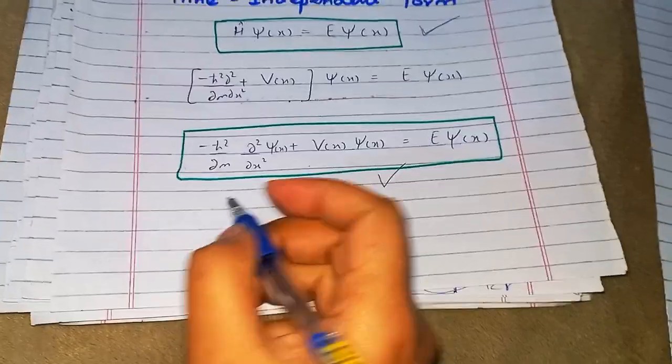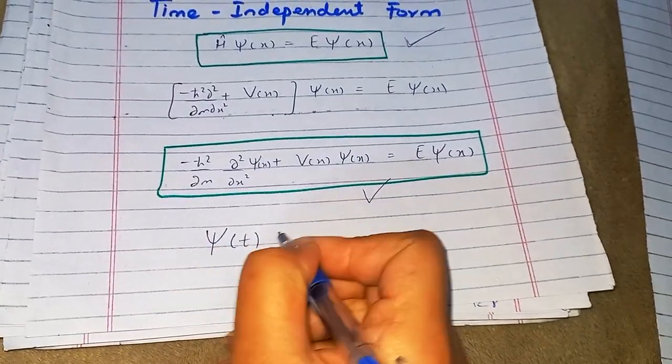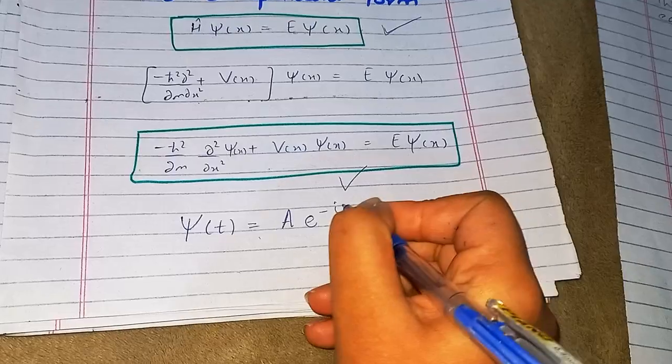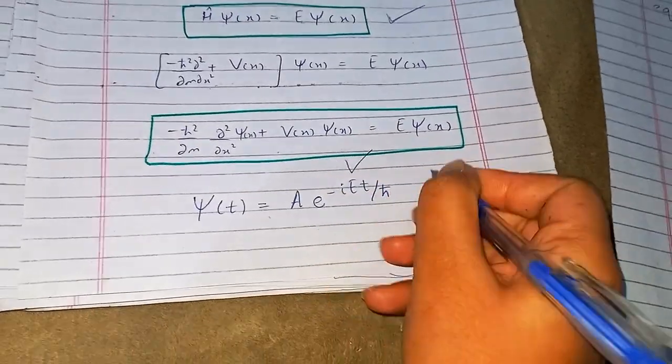Here, besides all these details, we can write the time dependent wave function as well: minus iota e t by h cut.